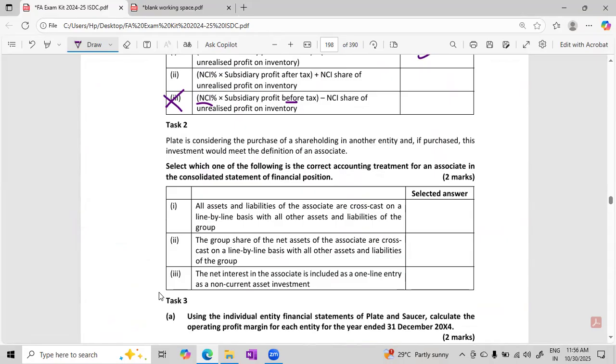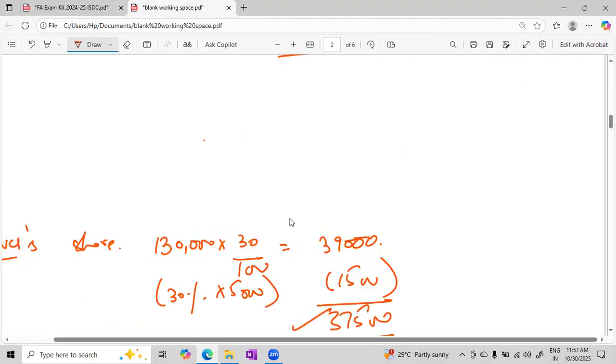Plate is considering the purchase of shareholding of another entity, and if purchased, this would meet the definition of associate. Okay. So whenever we make an investment which is an associate, how do we do the calculations? Okay. We do not consolidate. We do not add assets and liabilities. Okay. We do not do this. What do we do? We write investment in associate, okay, at whatever amount it is made. Suppose I made an investment of $1,000, okay, I paid $1,000 to acquire an associate, okay, and I increase it by the profit share.